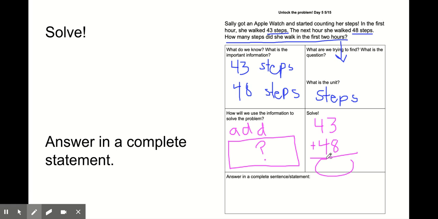Once you've gotten your answer, come down here and answer in a complete sentence. Sally walked blank steps. Make sure it's a complete sentence. Once you're done, take a picture and send it to your teacher. We can't wait to see your work.